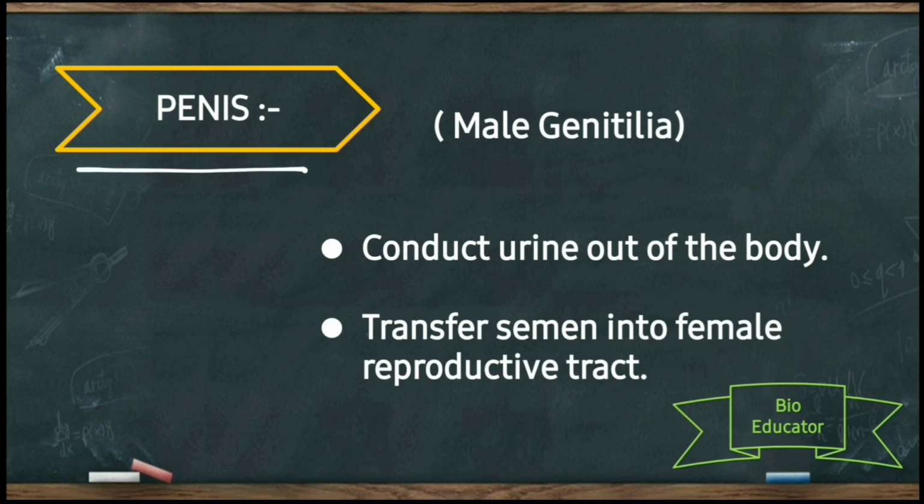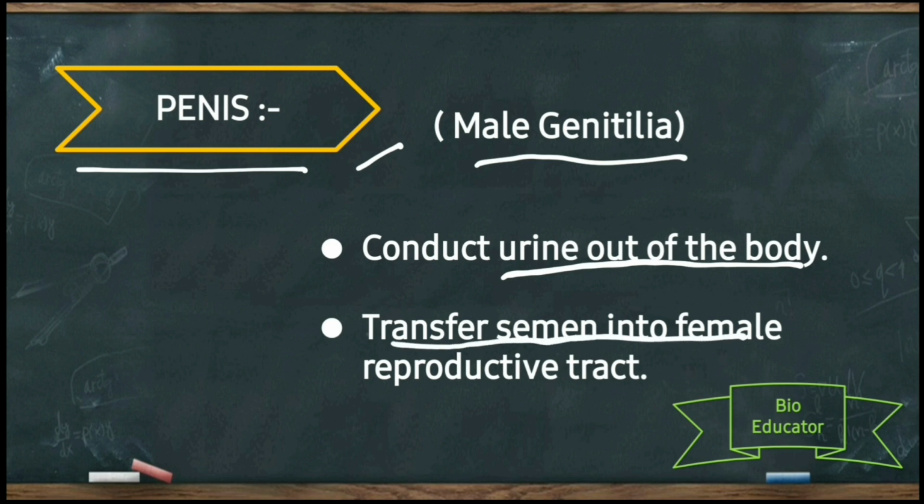Penis. It is the last part. It is also known as male genitalia. It is the cylindrical part present outside the body of the human male. Its function is to conduct urine out of the body and also transfer the semen into the female reproductive tract in order to fertilize the egg.